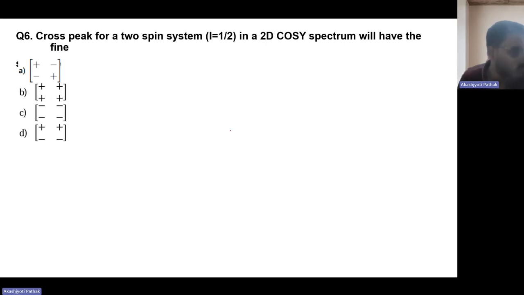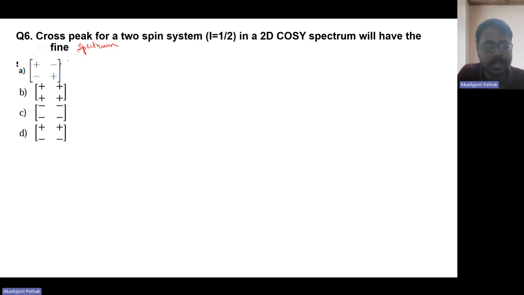Now, based on this, try to solve these questions. The cross peak for a two spin system in a 2D COSY spectrum will have the fine spectra. So what will be the sign of this cross peak for a two spin system? You have to say. The options are plus minus minus plus, plus plus plus plus, minus minus minus minus, and plus minus minus minus. Out of the 4 options, which one will be correct?